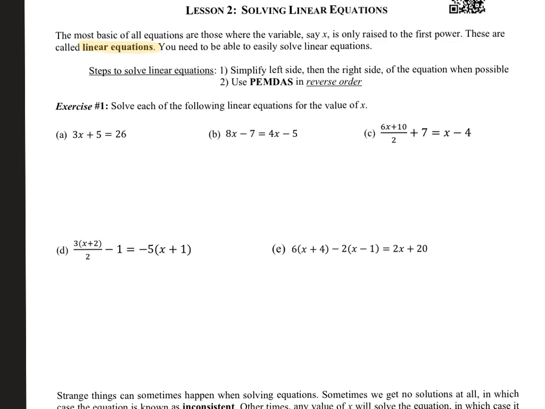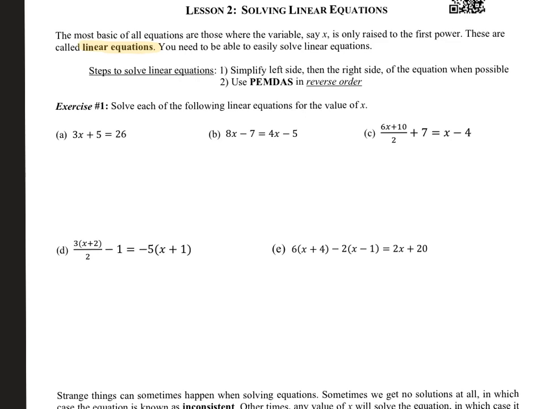Steps to solve linear equations. You're going to simplify the left side, then the right side of the equation. It says use PEMDAS in reverse order. I think that kind of happens naturally, but really you want to move everything away from x using the opposite operation. So in part A, I have 3x plus 5 equals 26. So I want to move the 3 and the 5 away from that x.